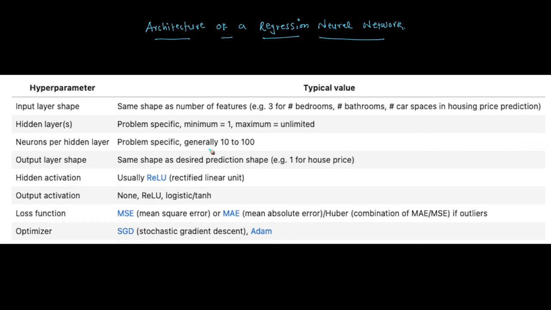So, architecture of a regression neural network. We have seen that in the neural network we have three layers. One is called the input layer. We have neurons in the input layer, and these neurons are equal to the number of features of the given data point, right?